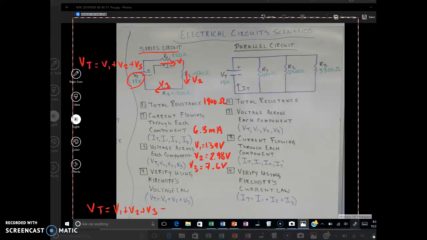So let's add that up. 1.39 plus 2.98 plus 7.6 indeed gives you 12 volts. So we have verified that V1 plus V2 plus V3 does equal 12 volts. Okay. So those are the problems for the series circuit.